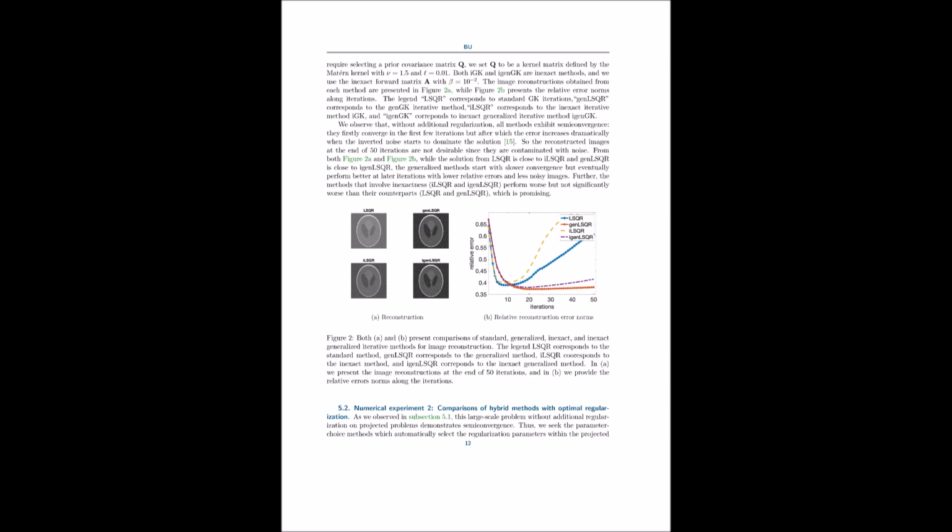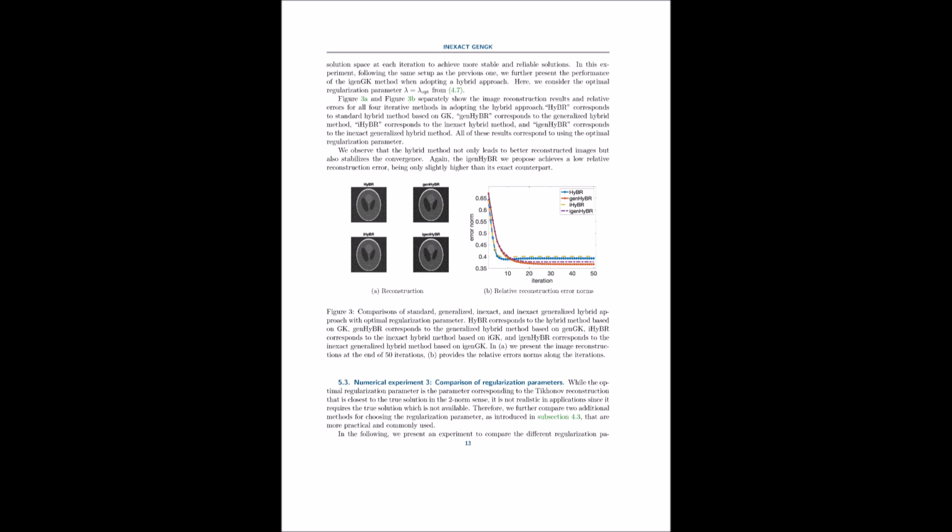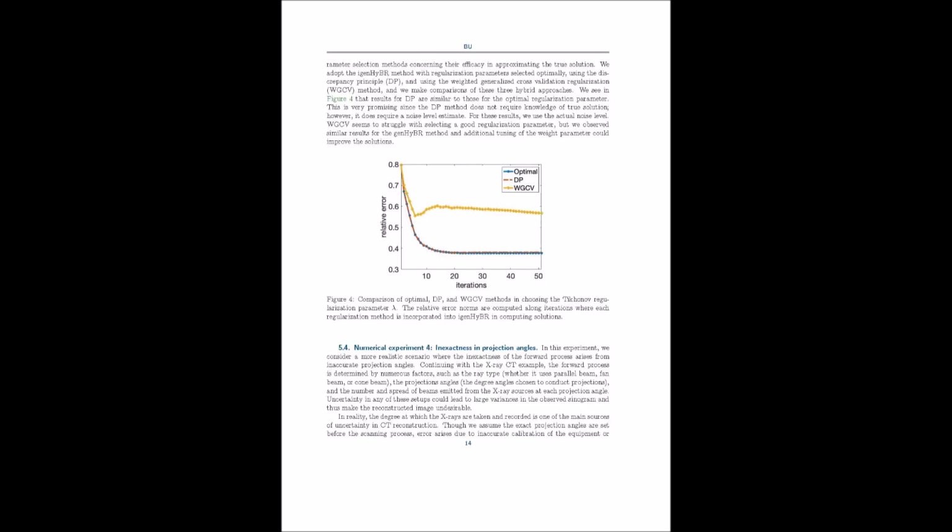And now for the grand finale. They combine the best of both worlds, the inexactness handling of iGK and the covariance awareness of genGK to create their super method, the Inexact Generalized Golub-Kahan Method, or igenGK. They describe igenGK in section 4.4, bringing together all the pieces we've been discussing.